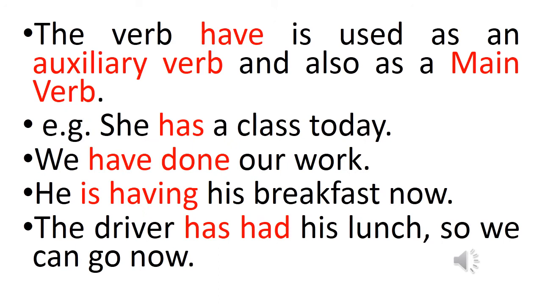The verb have is used as an auxiliary verb and also as a main verb. Look at these examples. She has a class today. Now in this sentence, we have only one word, has, and this is used as a main verb. Look at the next one. We have done our work. Here we have two words in the verb group, have, done. Have is the auxiliary verb and done is the main verb.